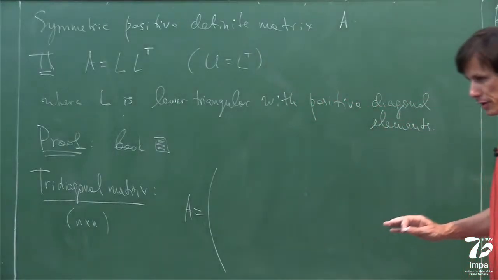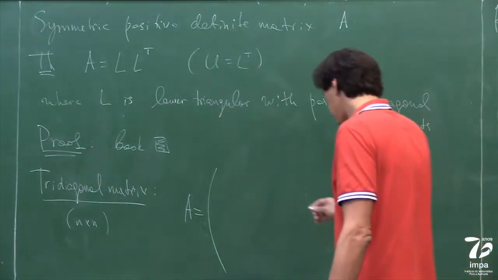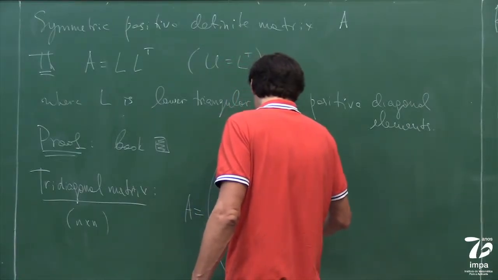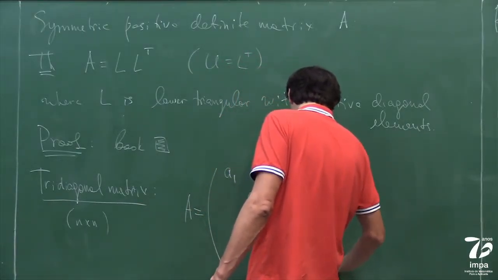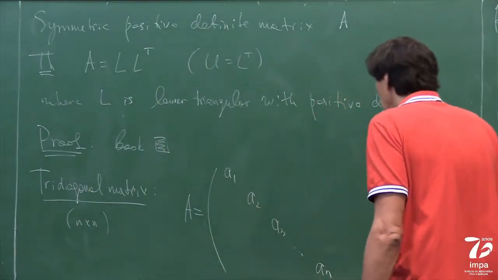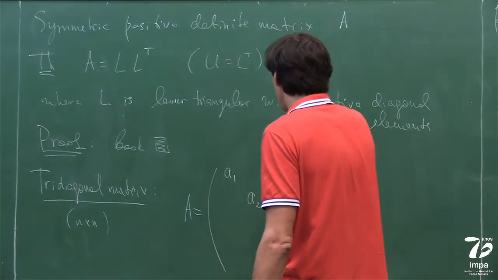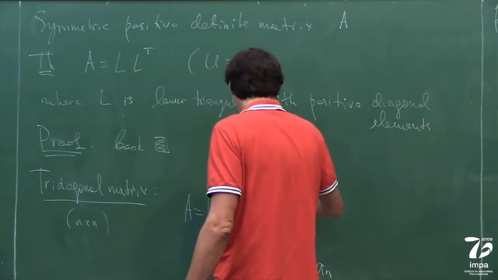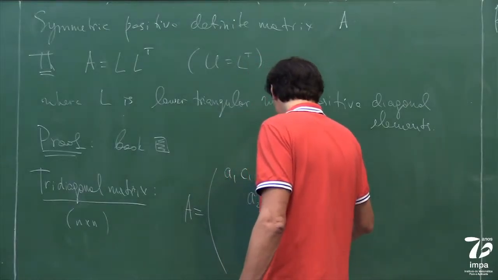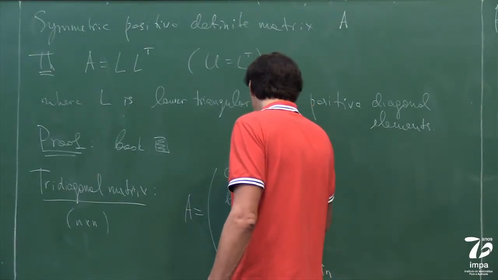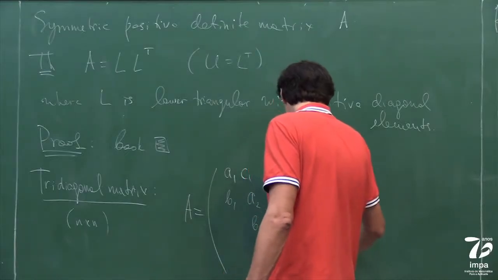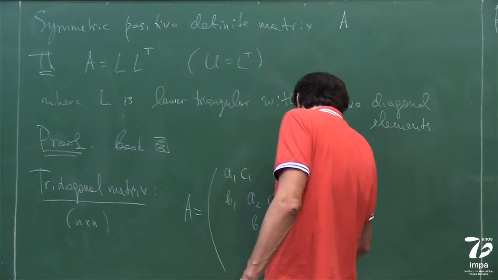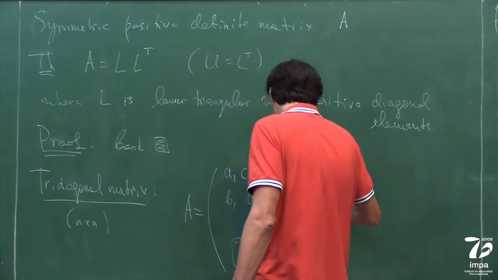Where everything is 0 except on the three diagonals. So the main diagonal has elements A1, A2, A3, until AN. So it's n by n. And then there is one diagonal above and one diagonal below. So this is C: C1, C2, and so on. And the diagonal below will be B: B1, B2, until Cn minus 1, and until Bn. And the rest is 0.